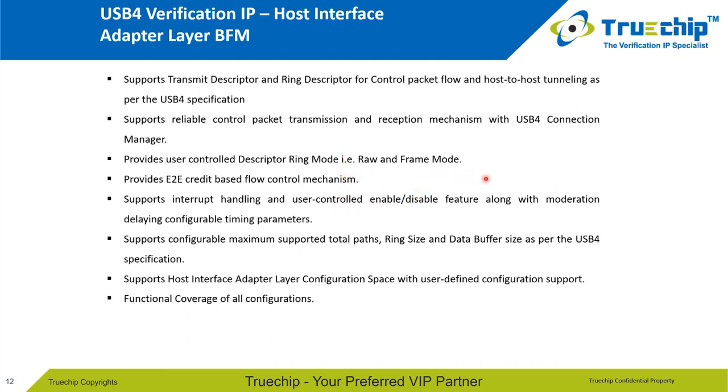It provides parallel communication channels for control packet transmission and host-to-host tunneling. It also provides an end-to-end credit based flow control mechanism to prevent overflow of the receive descriptor ring in case of host-to-host tunneling. It can be configured for maximum supported total paths, ring size, and data buffer size as per the USB4 specification.